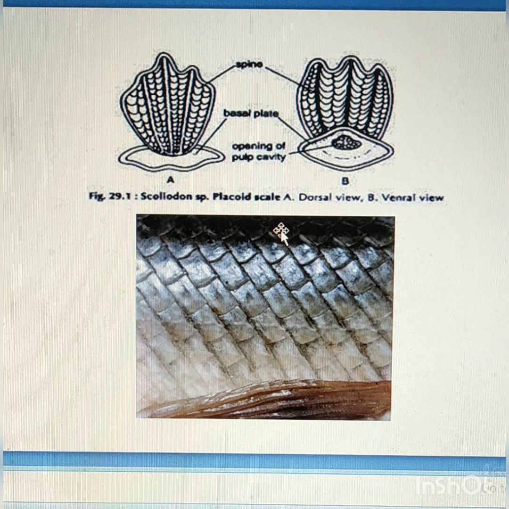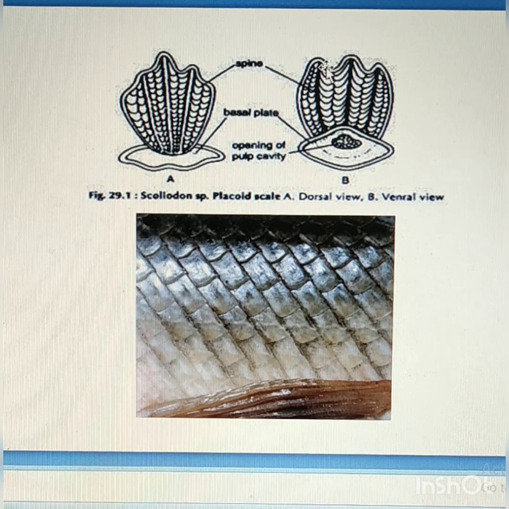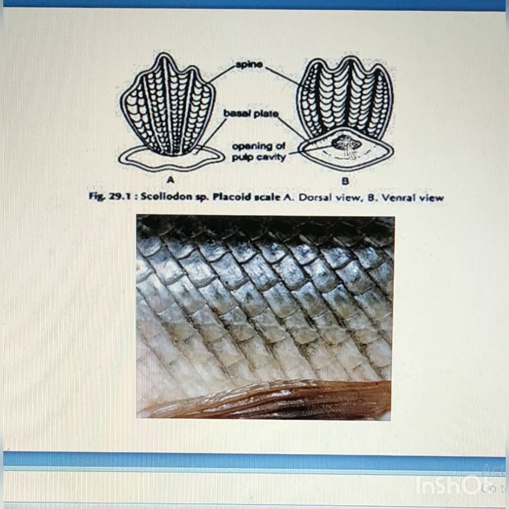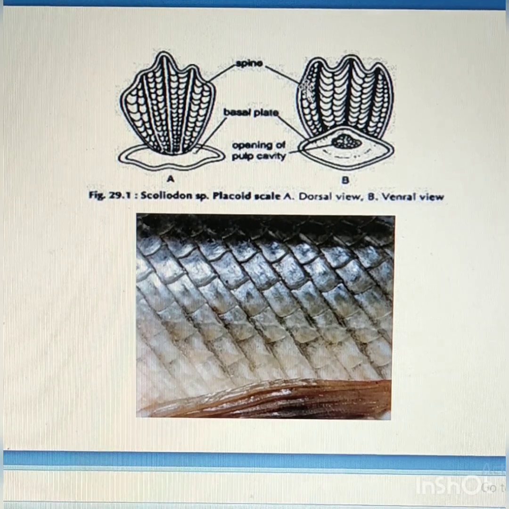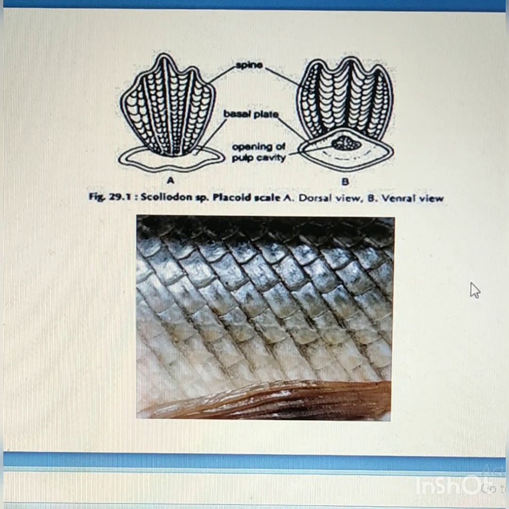Here you can see the placoid scale of Scoliodon, and I had said earlier that it is called dermal denticle because it is homologous with vertebrate teeth, and this is the opening of the pulp cavity like a tooth, and this is the basal plate, and those are the spines. And this is a picture of the ganoid scale which is found in some ancient fishes.